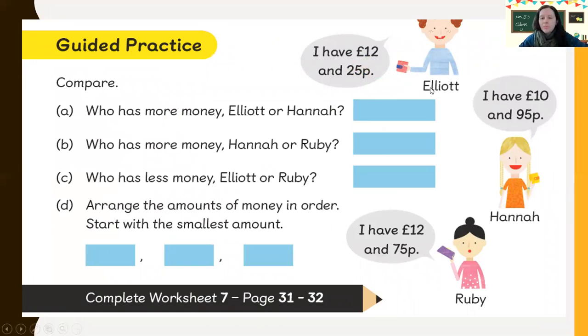So Elliot up here has £12.25. Hannah has £10.95. She has more pence, but does she have more money? No, no, no, because it's all about the pounds. Elliot has 12, Hannah has 10. What's bigger, 12 or 10? Please tell me you said 12. Yes, so Elliot has more money.